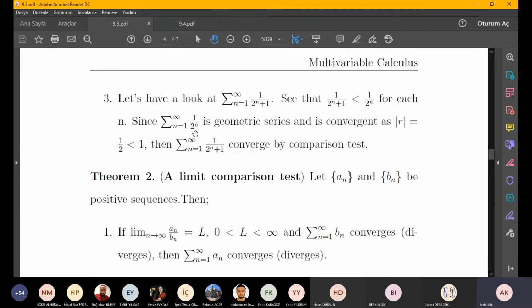Is there anyone who can say? That is equal to the sum of 1 over 2 to the n from n equals 1 to infinity.